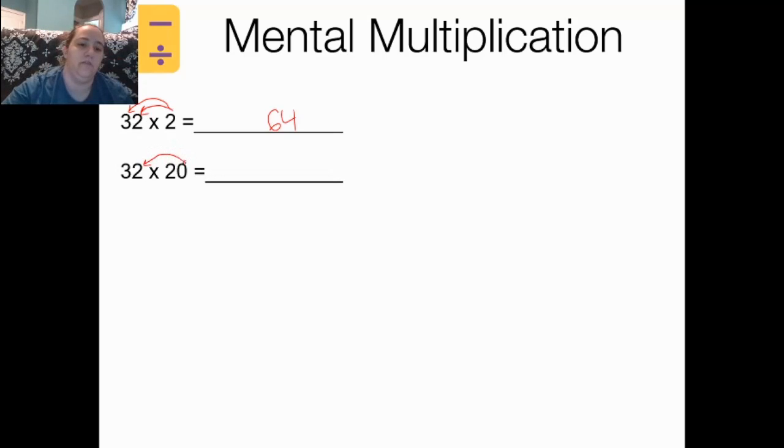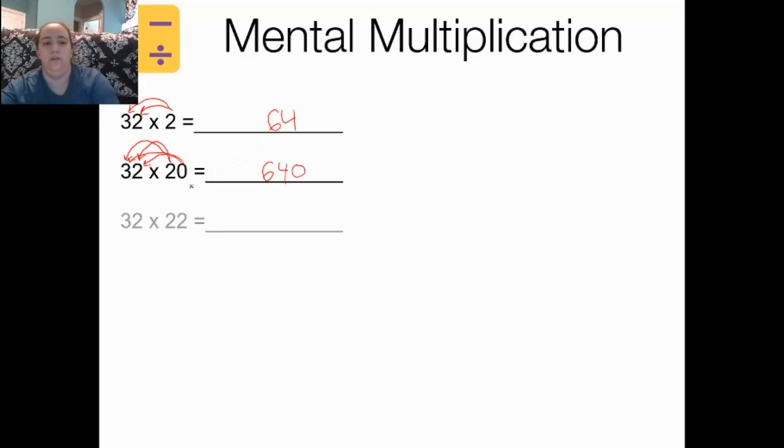I know 0 times anything is just going to give me 0. So I'm just going to go ahead and put a 0 here. Then I'm going to come back over here and 2 times 2, and that's going to give me 4. And then 2 times 3, and that's going to give me 6. Now, if you look here, we're basically just adding these two together. So I could either multiply them here, or I can just add these two up.